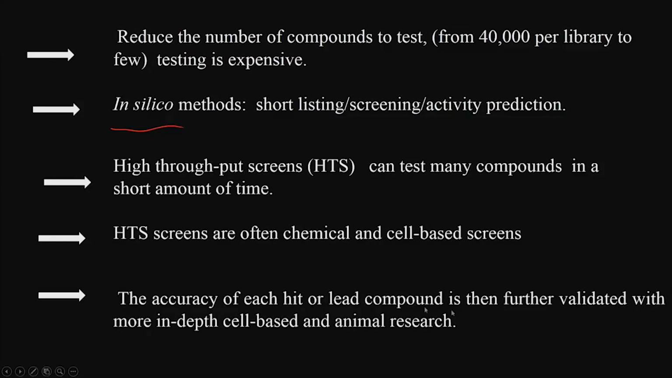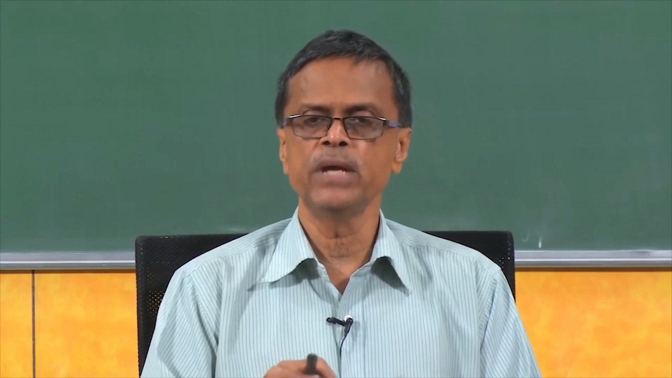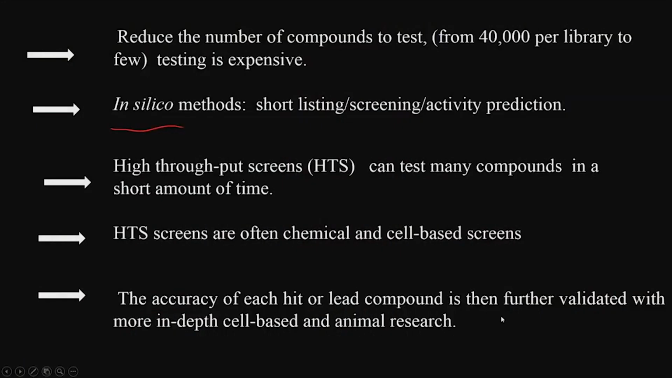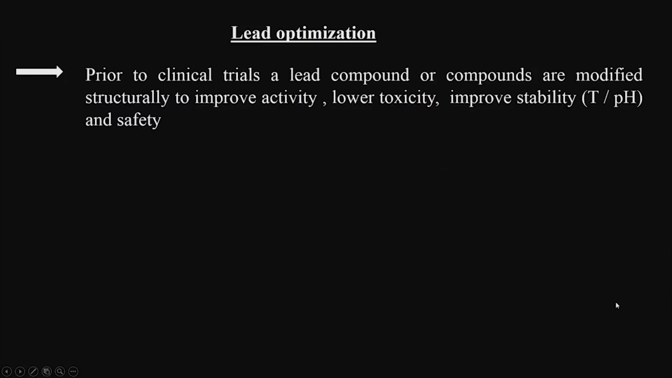And then after that, if there are some promising candidates, we can do more experiments, we can do animal studies, or we can do more assays. So, initially you test out a large number of compounds using high throughput screening, and then for candidates which look very promising, you spend more time, do in-depth studies, more biochemical assays, or even validate with animals. And then comes the lead optimization.